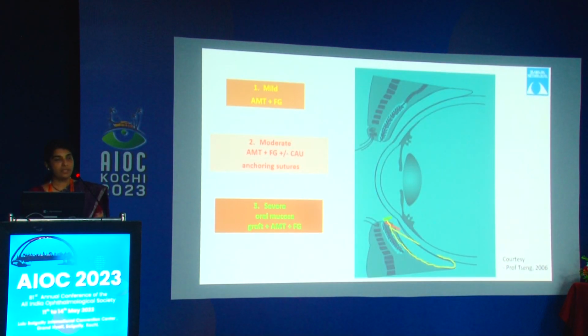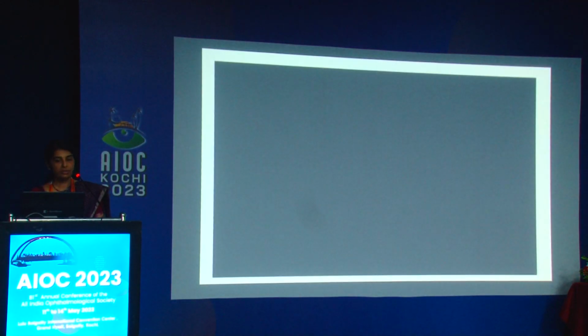So when you have a mild symblepharon and you have adequate conjunctival tissue that is left behind, all you would need to do is an amniotic membrane with fibrin glue. When it's a moderate symblepharon, you would need to combine it with a tissue substitute such as conjunctival autograft along with anchoring sutures. And when it is a very severe symblepharon, you would also need an oral mucosal graft on the palpebral surface along with the use of amniotic membrane grafting.